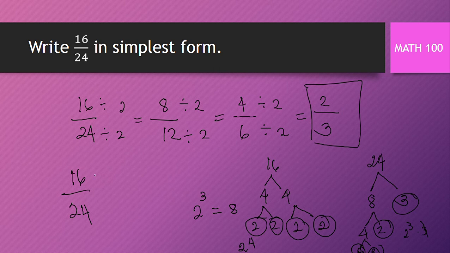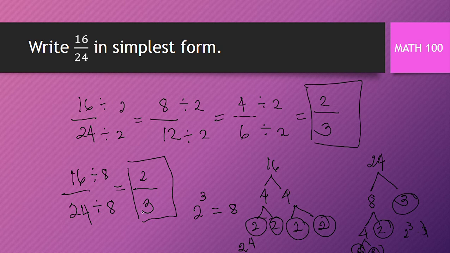So dividing each of the numbers here by 8, 16 divided by 8 is 2, and 24 divided by 8 is 3. So we have the final answer as 2/3. So it's quite easy with the GCF. But if you find the upper one easier, then you can just do that one.